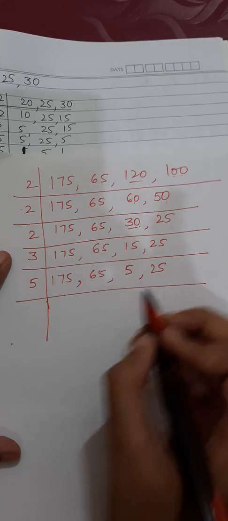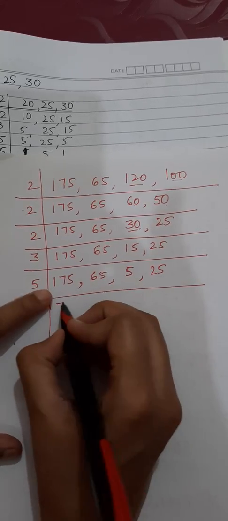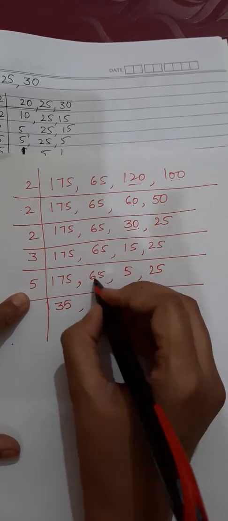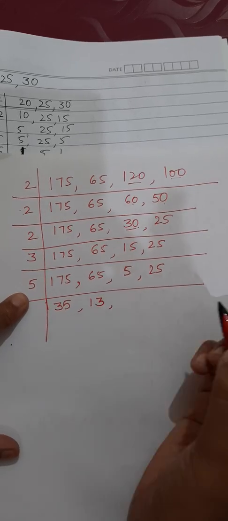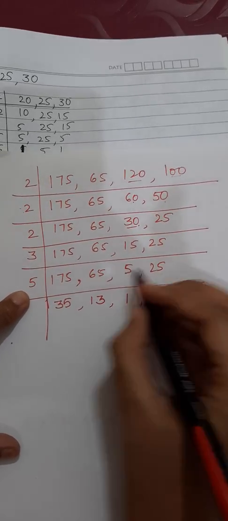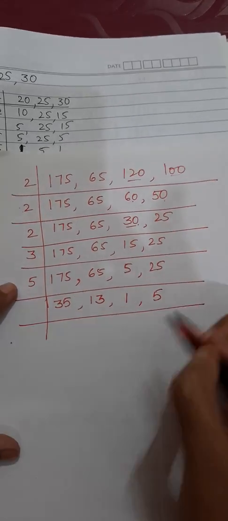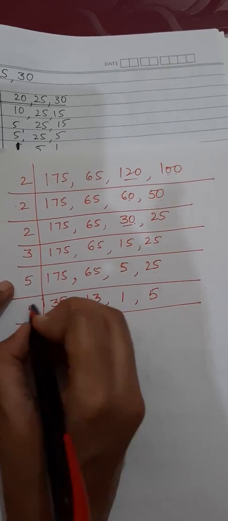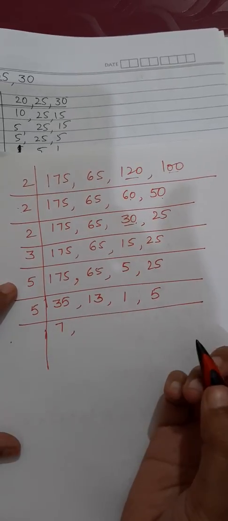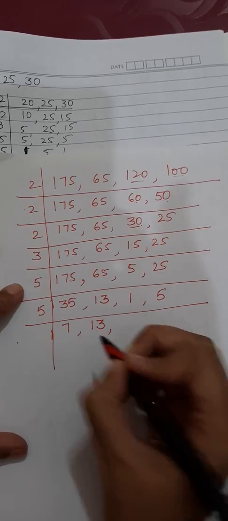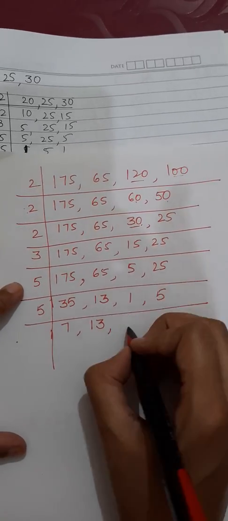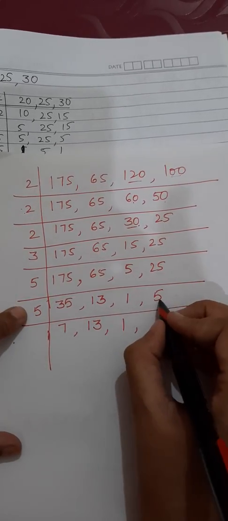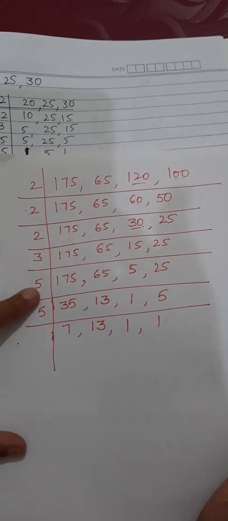Next, on the table of 5, I can see all these numbers are going. 175 is going on the table of 5 on 35. This is going on 13. 5 ones are 5 and 5 fives are 25. Now again 5 sevens are 35. 13 is not divisible, so I'm going to keep it as it is. 1 we have obtained, so 1 as it is, and 5 on the table of 5 is going on 1.